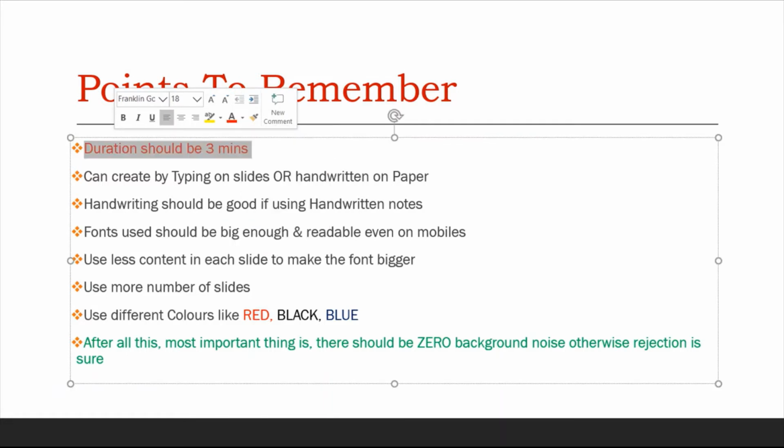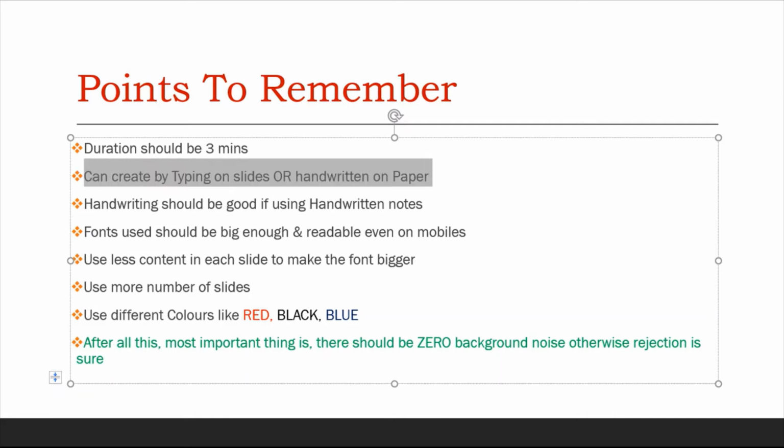The first point is that the duration should be 3 minutes. When you create the video, the duration should be 3 minutes only. Your content should be such that you are able to speak for 3 minutes. It should not exceed 3 minutes, and you should not create content such that you end up much before 3 minutes, like 2 minutes 20 seconds or 2 minutes 30 seconds, leaving 30 seconds. So create content in such a way that your duration is 3 minutes.